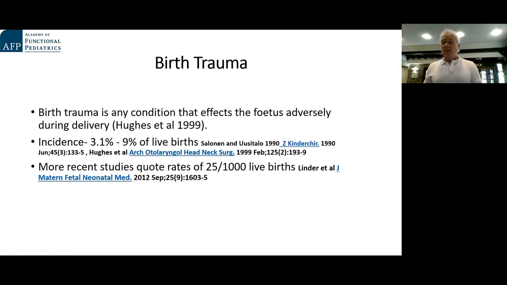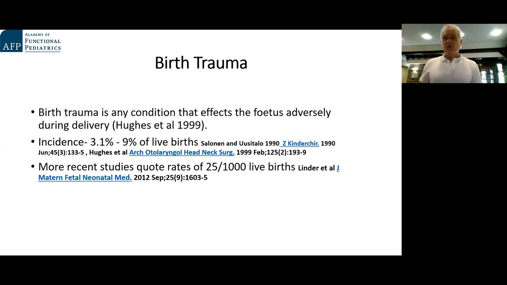One of the big things is, why do we see KISS syndrome? Why do we get babies with these kinds of issues? And primary is birth trauma. What is that? It's basically any condition that adversely affects the fetus during delivery. And the classic thing is, it's either too fast a delivery, too slow a delivery, or the baby's in a funky position during the delivery process. Those are the major things.